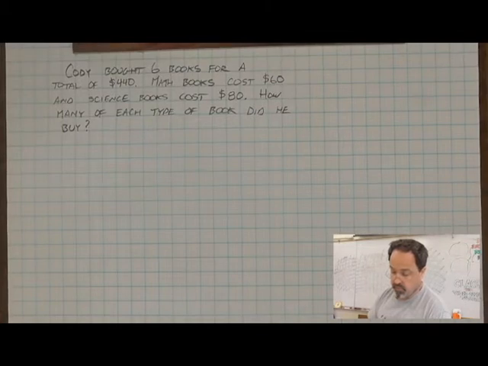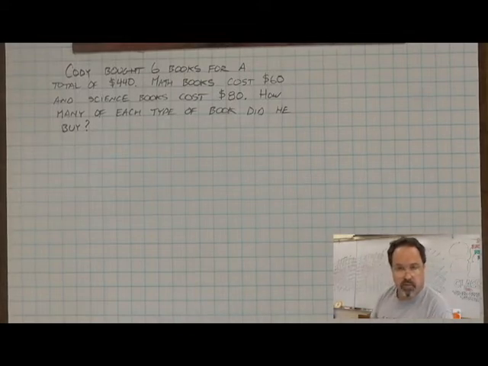Cody bought 6 books for a total of $440. Math books cost $60 and science book costs $80. How many of each type of book did he buy? Okay, in my own words, we have somebody that is buying books, and those books have a price. And there are 2 types of books. The problem is asking us to find out how many of each of those 2 types of books were purchased.